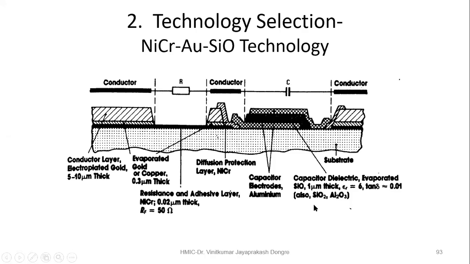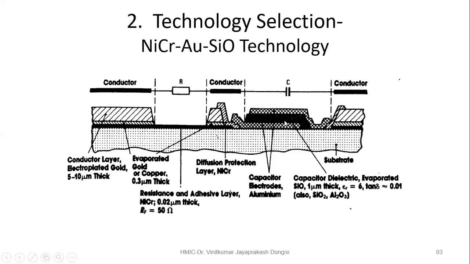SiO2 or Al2O3 is also an alternative, but as this is the substrate, this is used. And in this technology, NICR is used for the resistor, whatever resistance we require. Here it is shown.